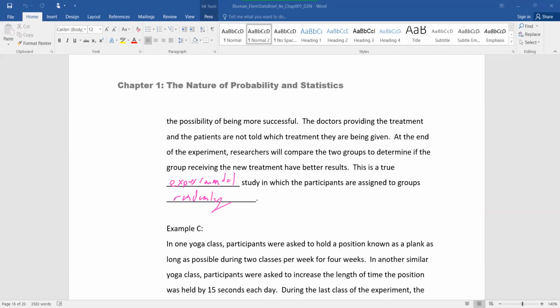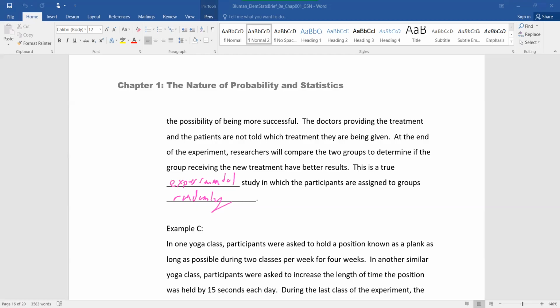The researchers manipulated the variable of the type of instruction given to the participants. The yoga classes chosen were intact groups, so the researcher did not have the option of randomly assigning the class participants in each group, making the example what they call a quasi experimental study.